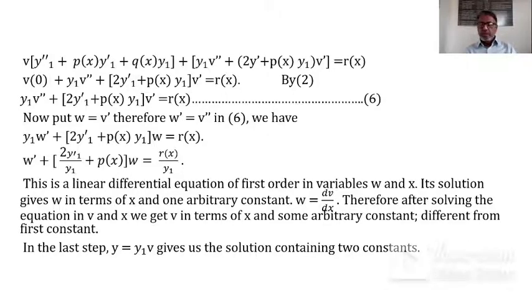We solve that first order, first degree differential equation for v and x. Then we obtain the solution in terms of v and x. And then again we substitute the value of v in terms of y. We have chosen y is equal to y1 v, meaning v is equal to y upon y1. Therefore, after substituting the value of v as y upon y1, we obtain the solution in terms of x and y.